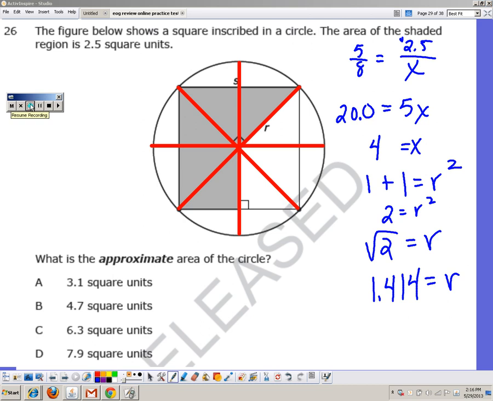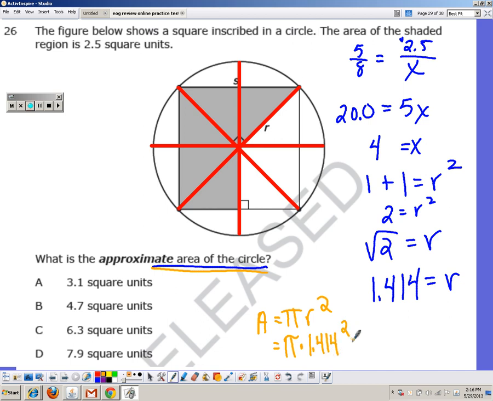Alright, so our radius is 1.414. Because he wants to find the area of a circle, that means we have to use the circle formula. The circle formula is pi r squared. We said that r was 1.414, so we're going to do pi times 1.414 squared. And that gives us 6.3. Well, it's really 6.28 something, but rounding it, it's close to 6.3.